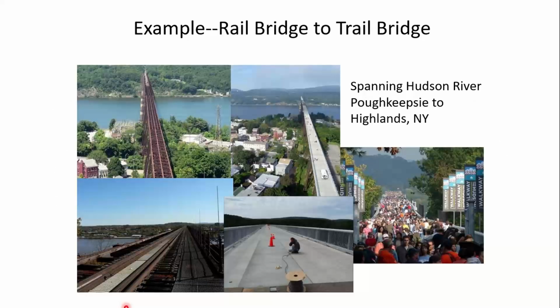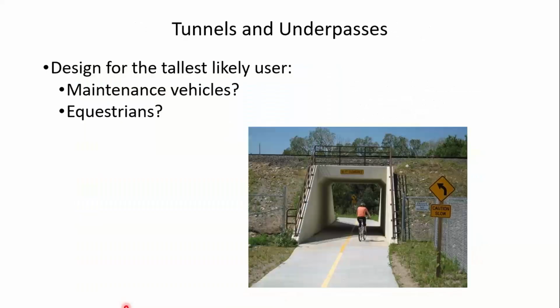And here's an example of a significant bridge structure. This is in the mid-Hudson Valley in upstate New York. It was an impressive rail crossing. The railroad abandoned the track. Fortunately, the locals were able to acquire that structure, and you can see it's been converted into a trail bridge and actually has helped the economic development of this community.